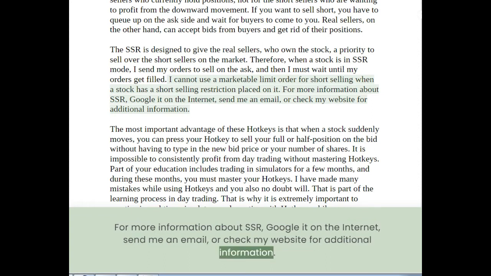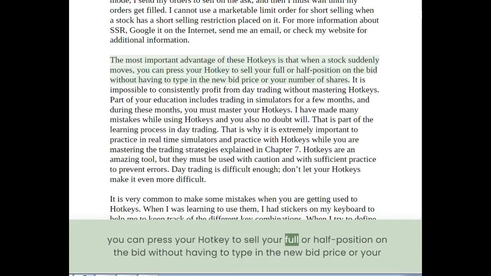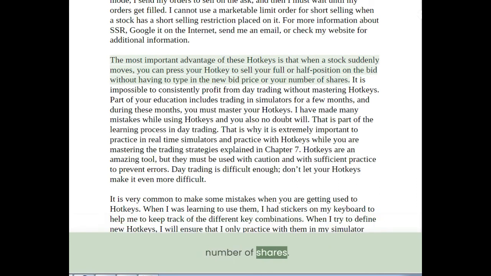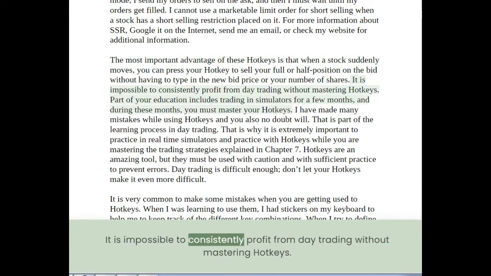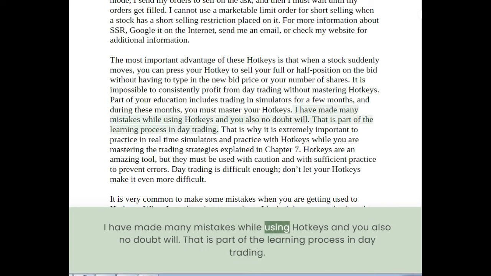The most important advantage of these hotkeys is that when a stock suddenly moves, you can press your hotkey to sell your full or half position on the bid without having to type in the new bid price or your number of shares. It is impossible to consistently profit from day trading without mastering hotkeys. Part of your education includes trading in simulators for a few months, and during these months, you must master your hotkeys. I have made many mistakes while using hotkeys, and you also no doubt will. That is part of the learning process in day trading.